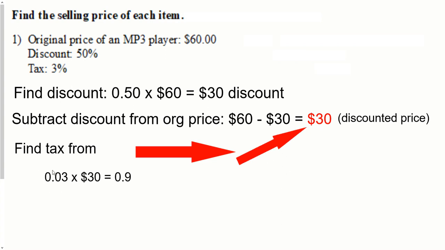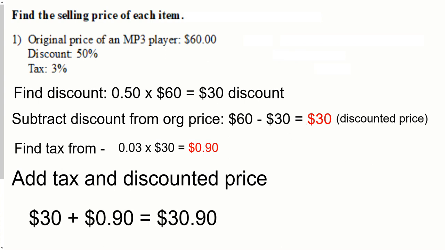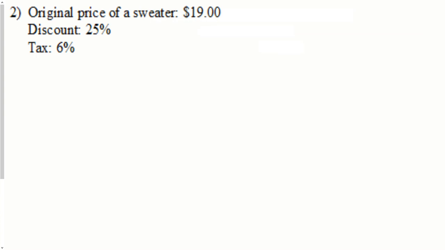Again, flip it to a decimal and use your calculator. And this is what shows up on your calculator, 0.9. That's the same as 90 cents. So our tax is 90 cents. Now, after you find your tax, add it to the discounted price. So these two would just be added together. There you have it. There's your final sales price.